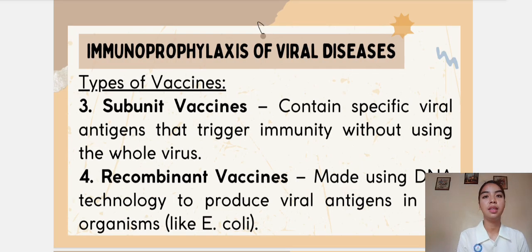Next, we have subunit vaccine. It contains specific viral antigens that trigger immunity without using the whole virus. And we have number 4, recombinant vaccine, made using DNA technology to produce viral antigen in lab organisms like E. coli. And 3, we have subunit vaccine. It uses parts of the virus that can trigger immunity. And we have this recombinant vaccine that is lab-made for us to have our immunity.